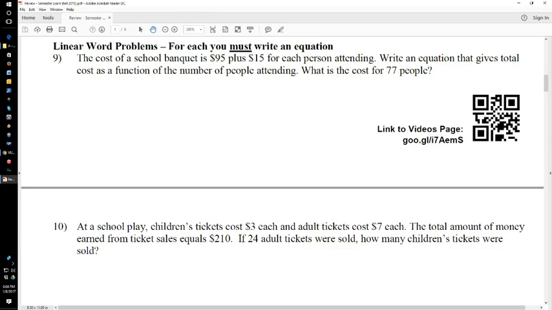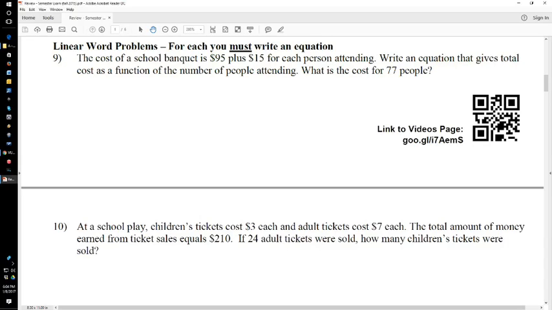All right, linear word problems. All right, these essentially are all what I would call grocery store problems. Basically, you buy 2 gallons of milk at $3 a gallon plus a dozen eggs at $4 a dozen or whatever, and you just add them all up. You multiply the number that you bought times the price. And then you add them all up and you get the total.